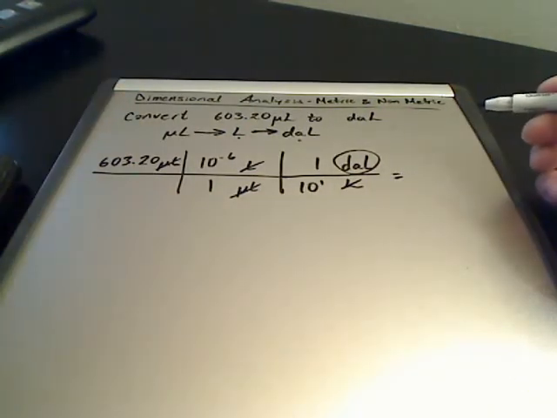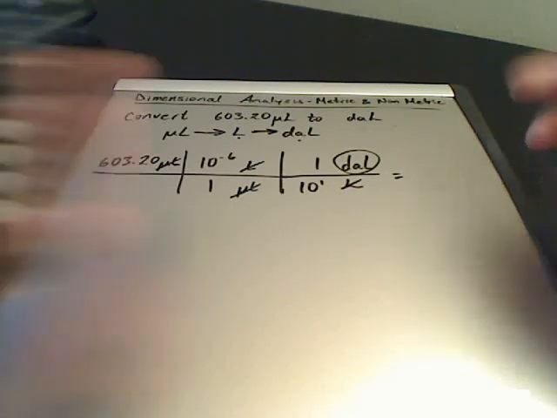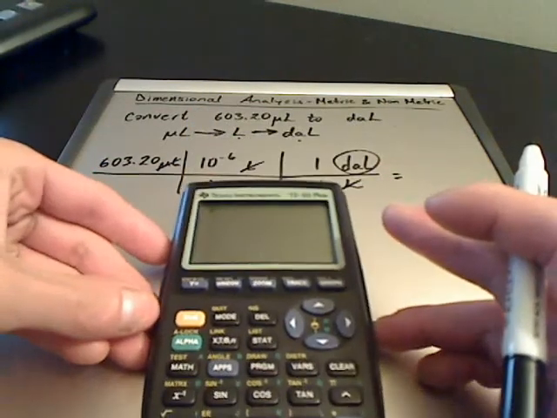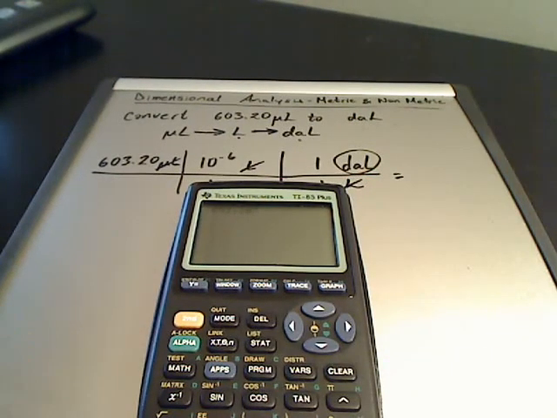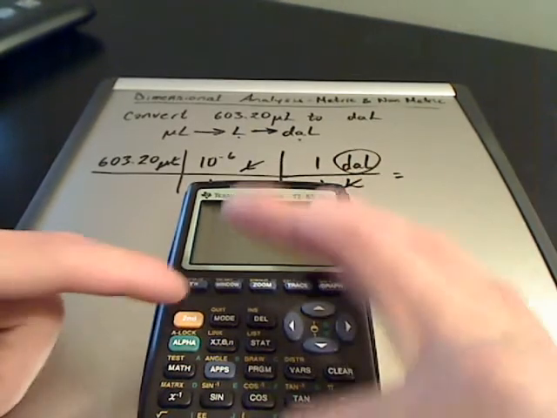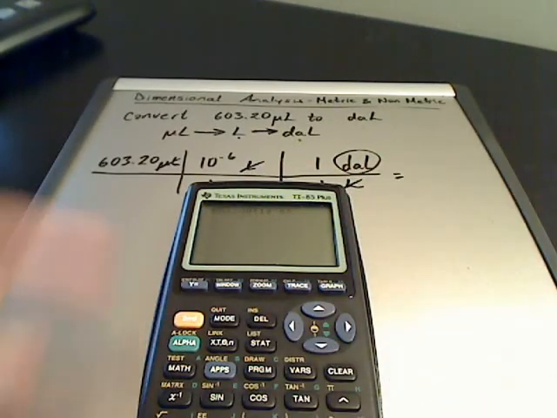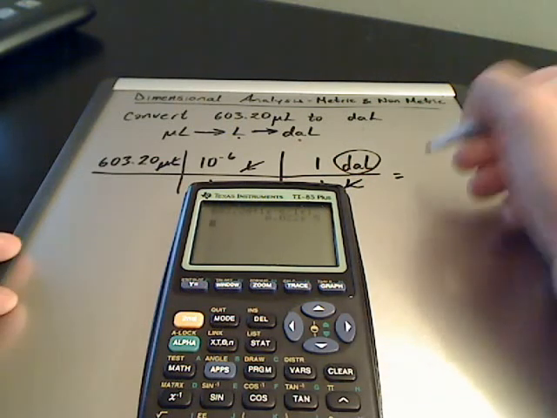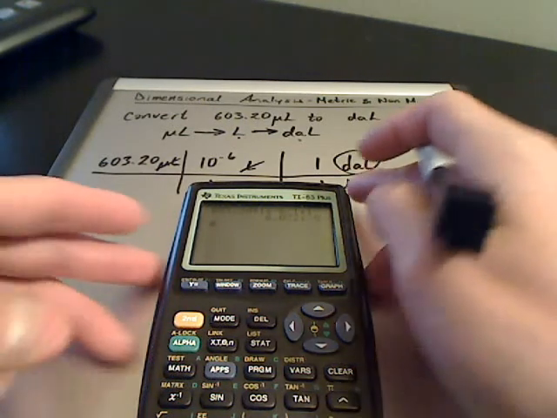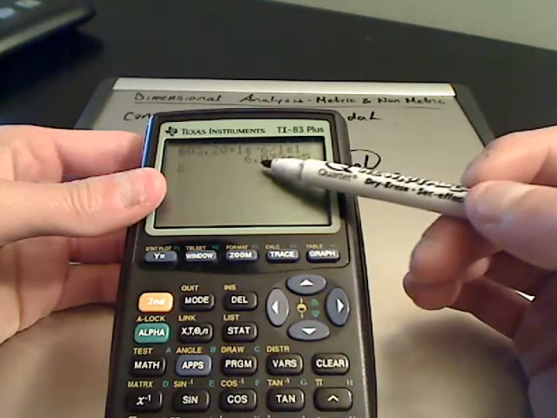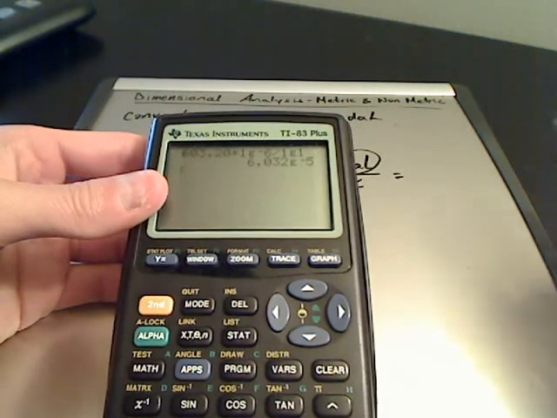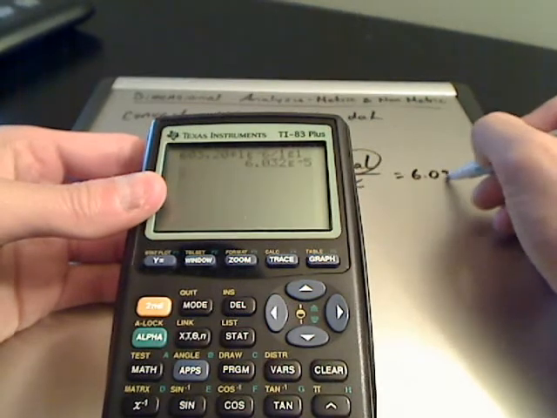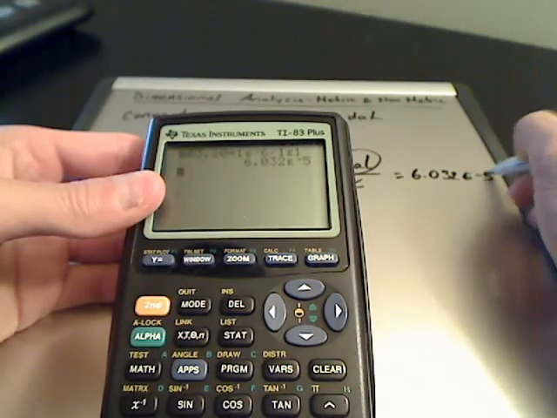Okay, now take a look at how I'm going to enter this in the calculator. It is going to be 603.20 times 1e negative 6 divided by 1e1. Enter. The answer here is 6.032 times 10 to the negative 5th. Okay, I'll just write it out here: 6.032 e negative 5.